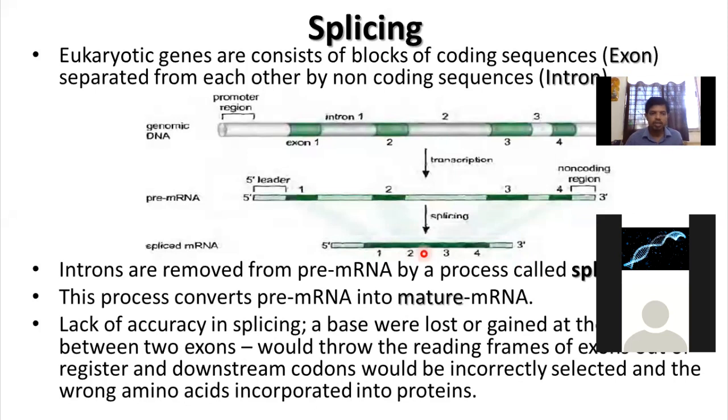of amino acids. Now, the introns are removed from the pre-mRNA. This is the pre-mRNA. The introns are removed from the pre-mRNA in a process called splicing, and this process converts the pre-mRNA into the mature mRNA.